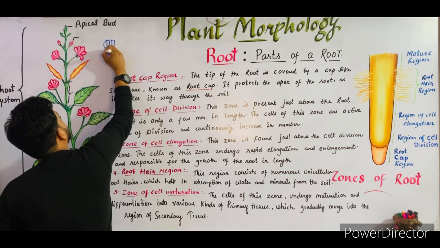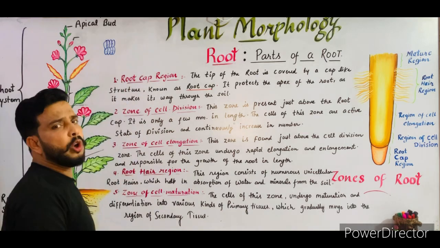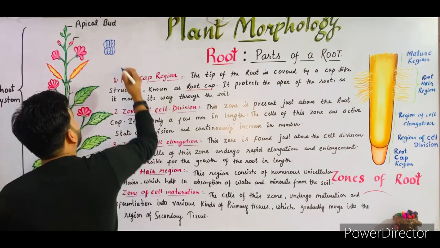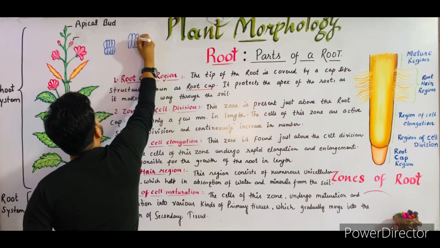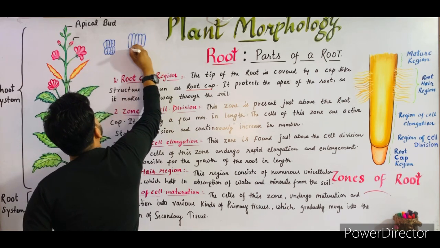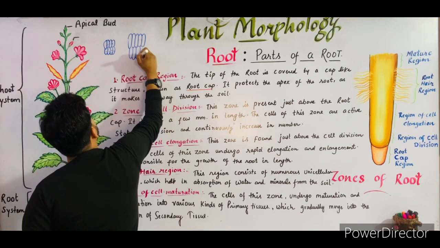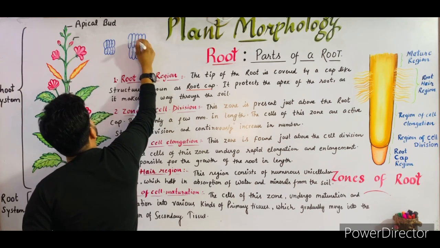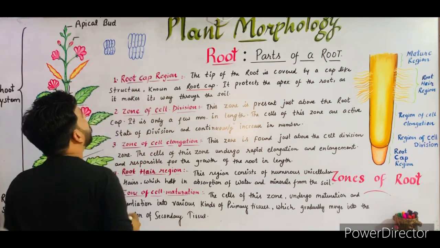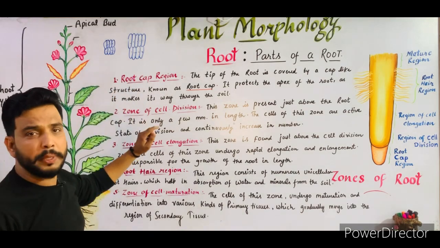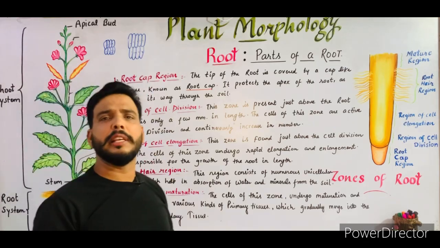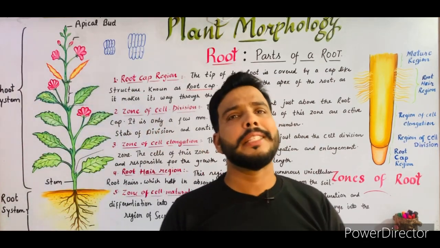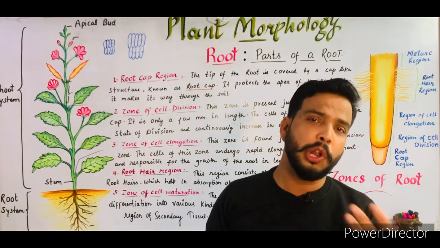I made about 8 cells, and these cells are normal in length. When these cells elongate, they become enlarged, and thus they help to increase the length of the root. So this is called cell enlargement. These are the simple cells and these are the enlarged cells, or you can say elongated cells. So this is called cell enlargement or cell elongation.